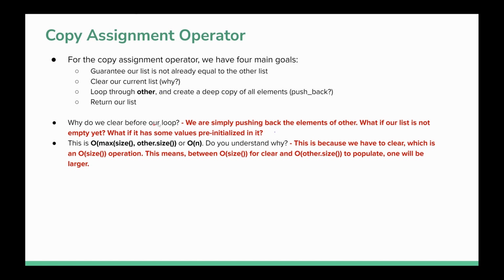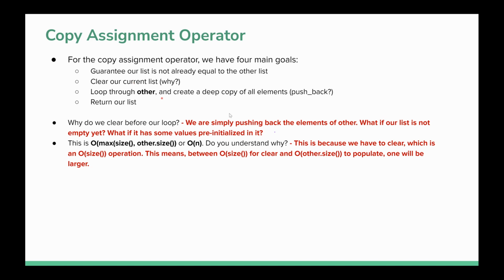Going back to why we clear before our loop, we're actually just pushing back the elements of other. The problem is, what if the list that we have when we set it equal to something else isn't empty? And a lot of the time it isn't, right? Why do we clear before we do our pushback loop? Because if we don't clear, and we'll talk about the clear function later, then we are going to have a bunch of values in our list that are unaccounted for. And the reason it's the bigger of our current size and the other size is because of that clear function.